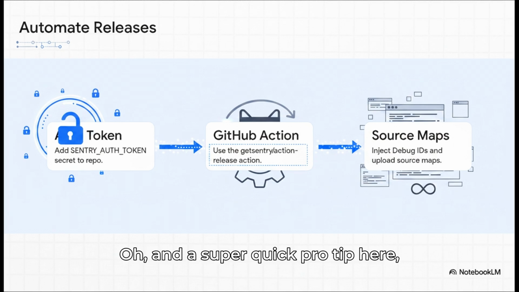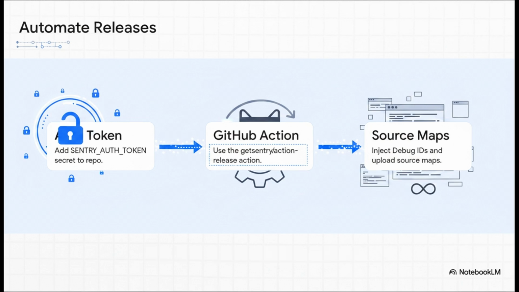Oh, and a super quick pro tip here, always ensure your checkout step uses a fetch depth of 0. Sentry actually needs that full Git history to accurately associate those commits and authors.